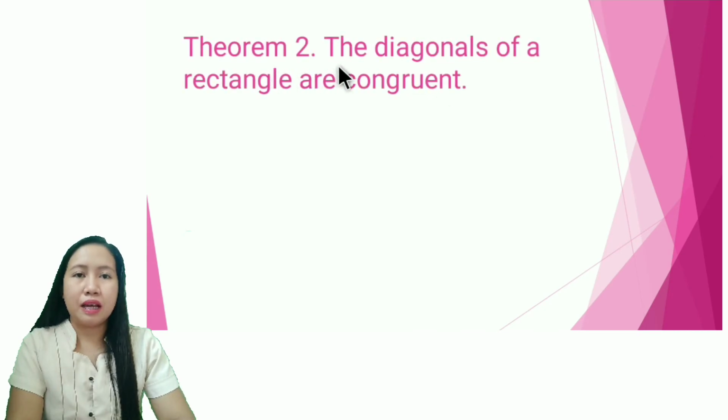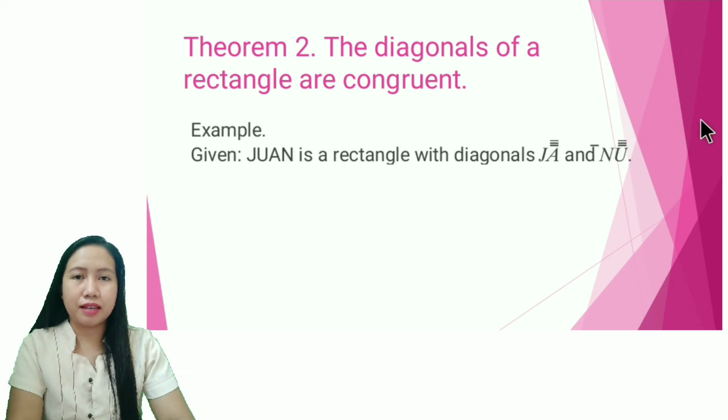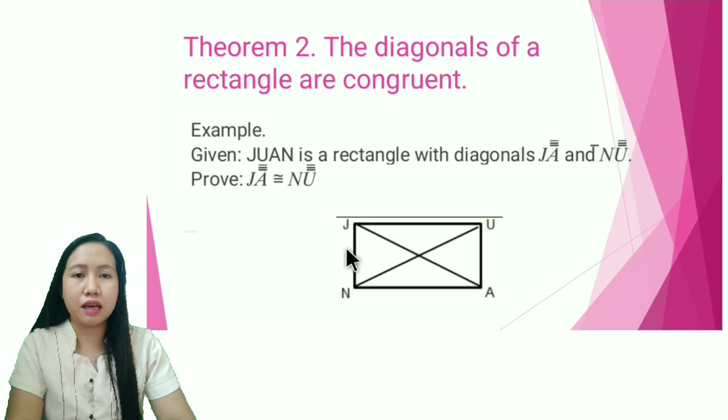Theorem number 2: The diagonals of a rectangle are congruent. Example: we have the given, JUAN is a rectangle with diagonals, line segment JA and line segment NU. We're going to prove that line segment JA is congruent to line segment NU. So here is the figure. We have angle J, angle U, angle A, and angle N that forms a rectangle.